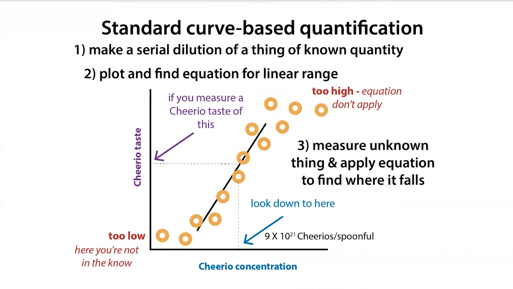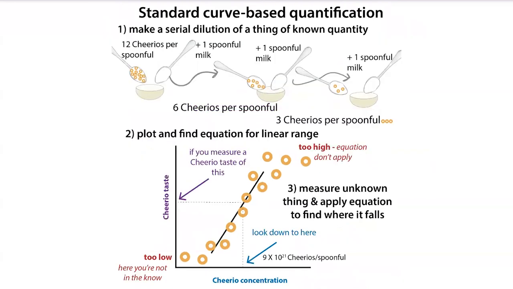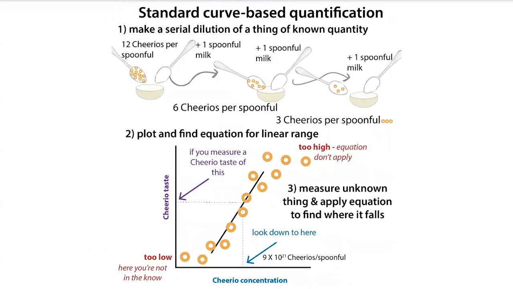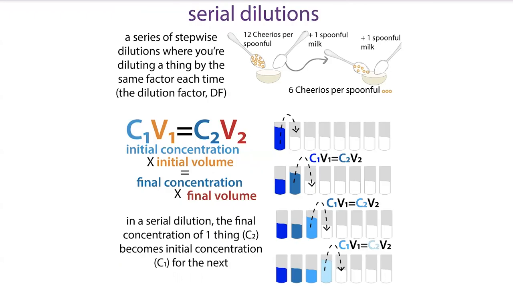Now, why am I talking about Cheerios? I'm talking about Cheerios because to generate the standard curve, we typically start with a serial dilution. And when we talk about serial dilutions, I think of cereal, even though in this case, what we're talking about is serial as in S-E-R-I-A-L, meaning that we're doing a dilution over and over and over. So this would be like diluting something in half and then in half again, and then in half again, and then in half again.